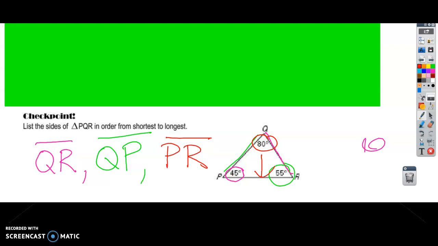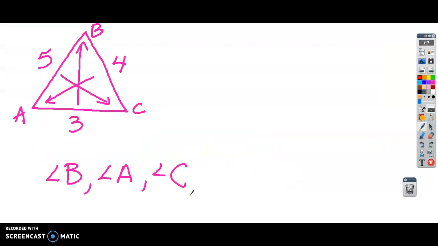All right, peace out. Oh, no. I want to show you one more thing. This isn't in your notes. But sometimes, just like the previous problem, you're given the measures of the angles and you have to order the sides. Sometimes you're given the lengths of the sides and you're asked to order the angles. It's the same thing.